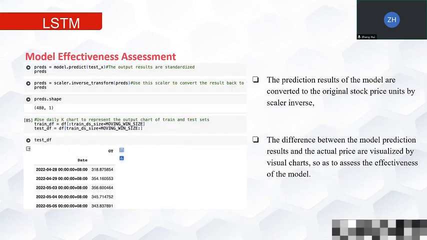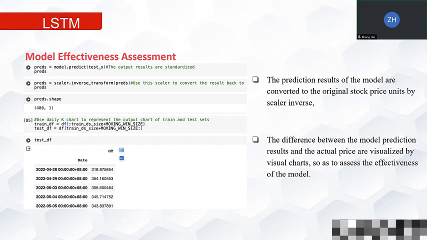Next page. The prediction results of the model will be converted to the original stock price units by the scaler inverse. Then we compare the difference between the model's predictions and the actual price with visual charts.